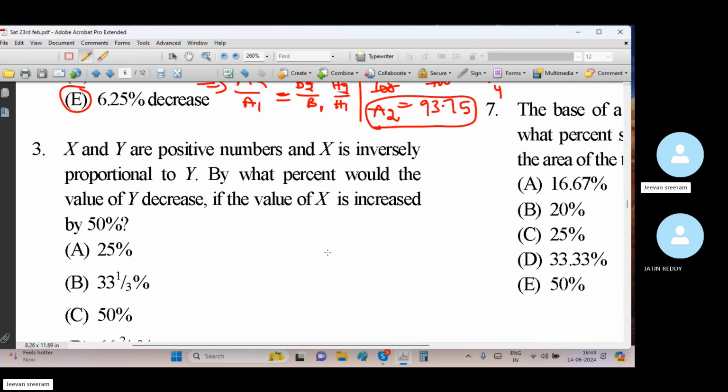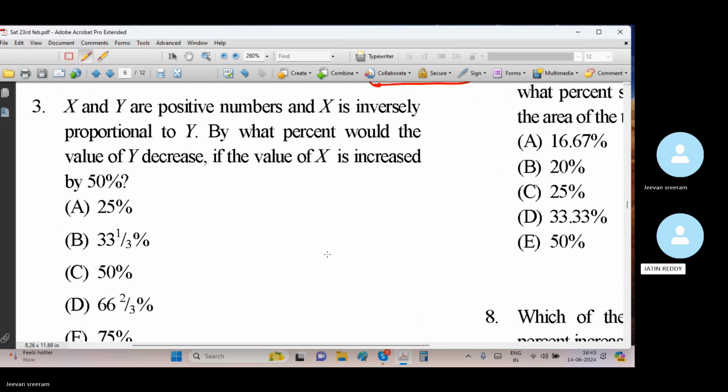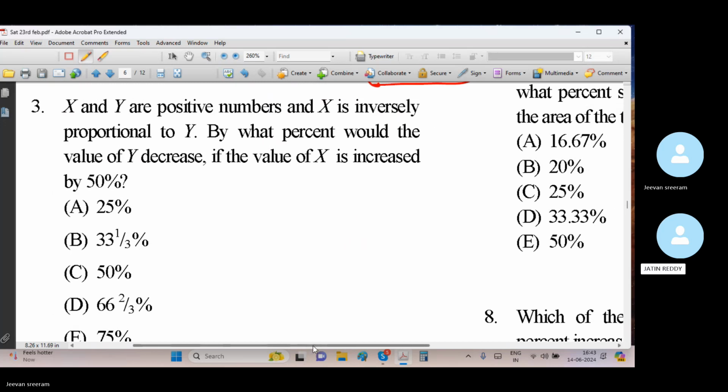How about the third one? Have you guessed it again? The third one, this one I guessed, sir. Fourth one I did. Okay.